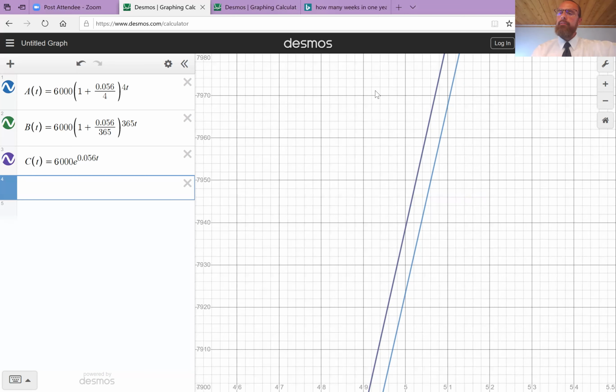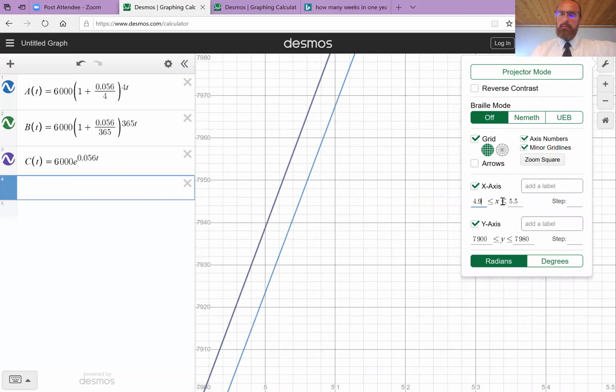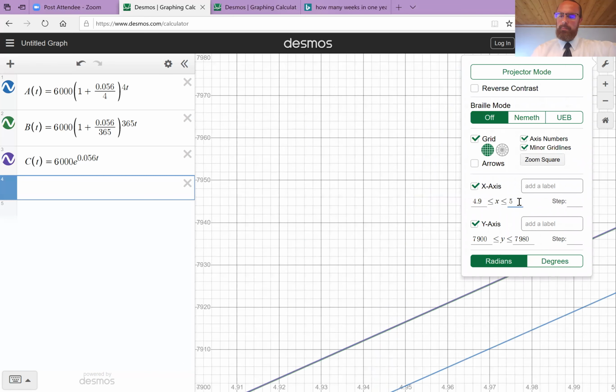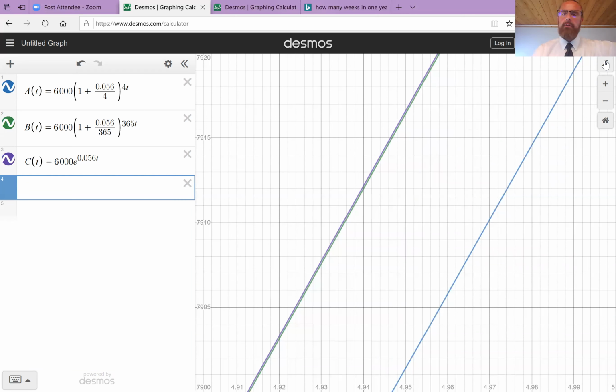I'm curious to see if I can separate those two graphs. Maybe if I go from 4.9 to 5. So I'm going to adjust my domain there. And then I can probably zoom in from 7900 to 7920. Let's see if that separates the graphs. And yeah, that zoom in can highlight the change now. So now we definitely see there's a difference between the purple and the green. The purple's above the green, and this blue line, which represents quarterly interest, is definitely below.